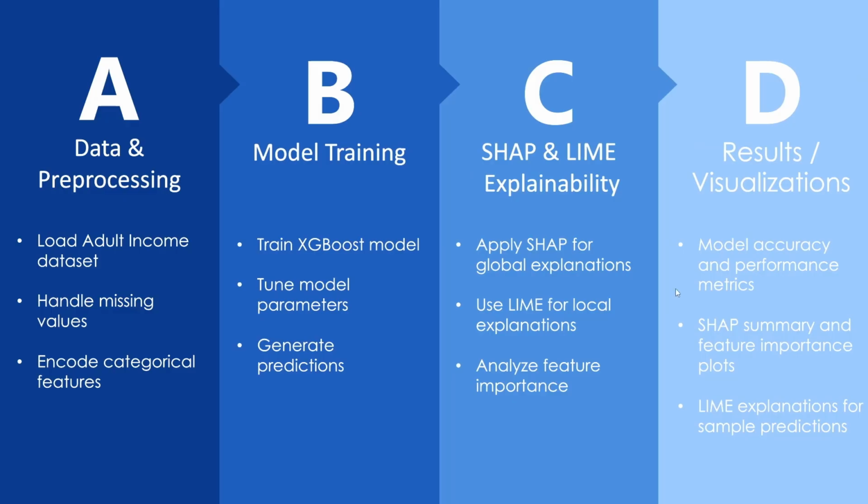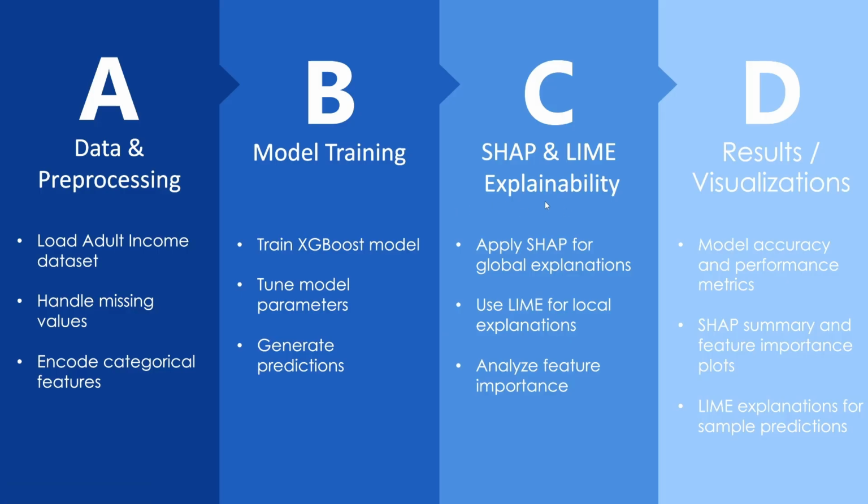So this is the project plan we went about. We started with data, getting our dataset and pre-processing it, which includes loading the dataset, handling missing values, and then encoding categorical values such as education levels. Then we started training our model, the XGBoost model. We fine-tuned our parameters, and then it started producing predictions.